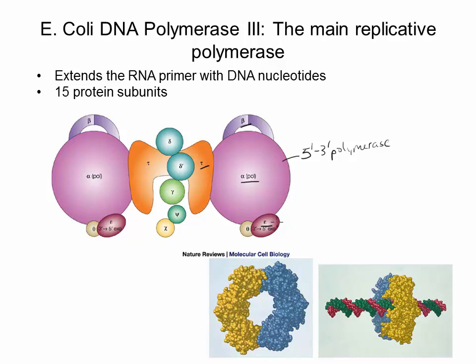The epsilon subunit has a very different enzymatic activity. It's actually a 3' to 5' exonuclease. Now, we've talked about nucleases before in the class. Nucleases are enzymes that degrade nucleic acids. An exonuclease would be an enzyme that degrades a nucleic acid from the end, right? So essentially binding to one end of the strand or the other and chewing away individual nucleotides.